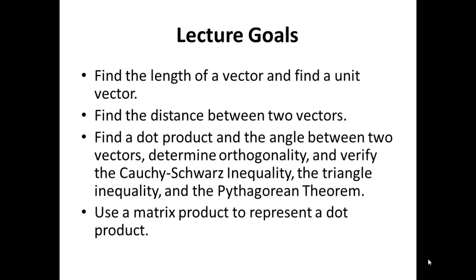First, lecture goals. Number 1, find the length of a vector and find a unit vector. 2, find the distance between two vectors. 3, find a dot product and the angle between two vectors. Determine orthogonality. Verify the Cauchy-Schwarz inequality, the triangle inequality, and the Pythagorean theorem, and use a matrix product to represent a dot product.